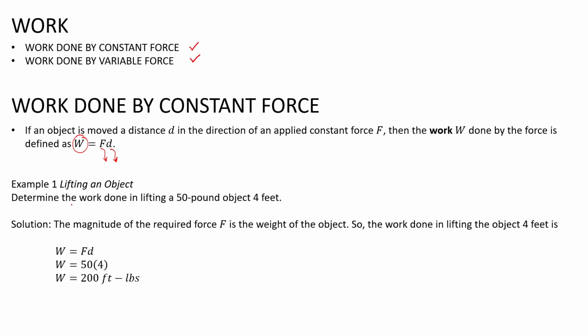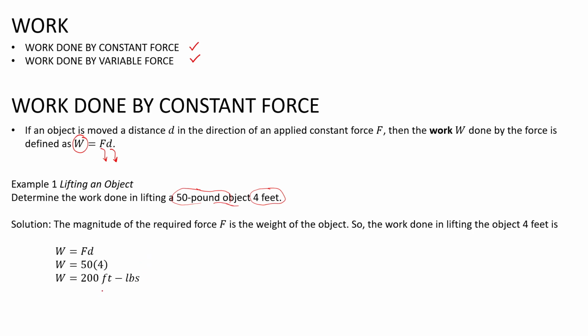One example is, for example, you need to determine the work done in lifting a 50-pound object 4 feet. Notice that the weight is fixed. Also, the distance or the displacement is also fixed. So you can directly use the formula force times distance, and you get the work, which is 200 foot pounds.